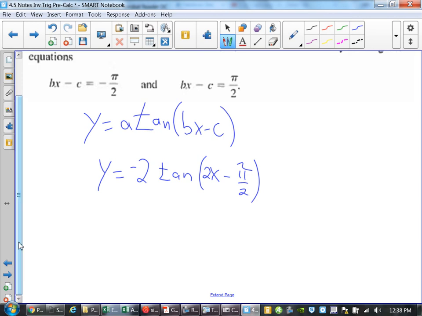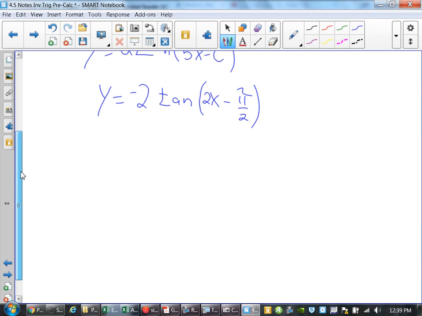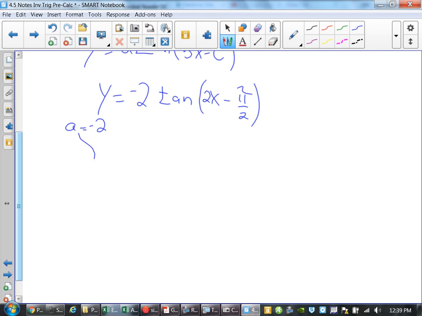In doing this like we would do normally, I know that my a value is negative 2, which means the tangent graph's been moving down and to the right. My b value is 2, which means my period is pi over 2. I know that from before. It doesn't change.